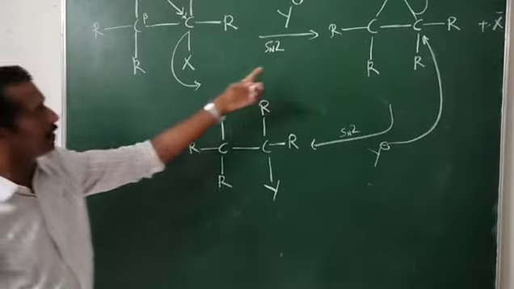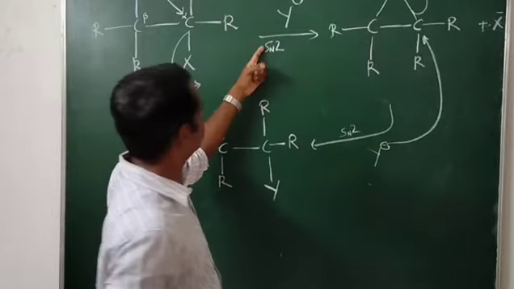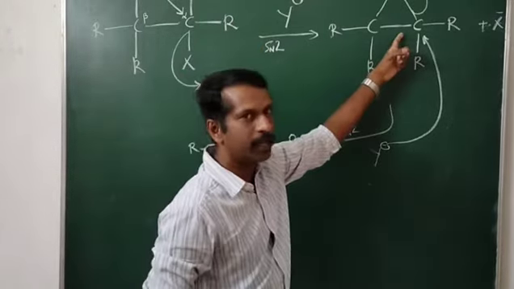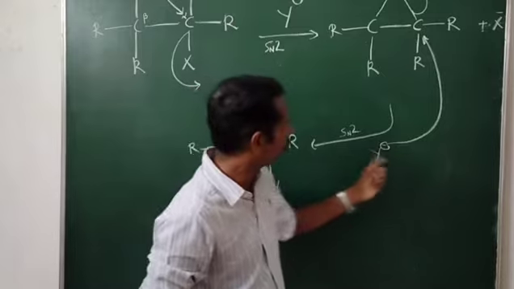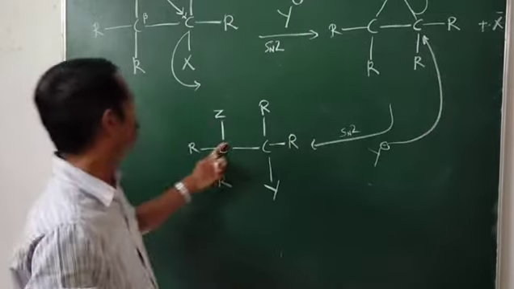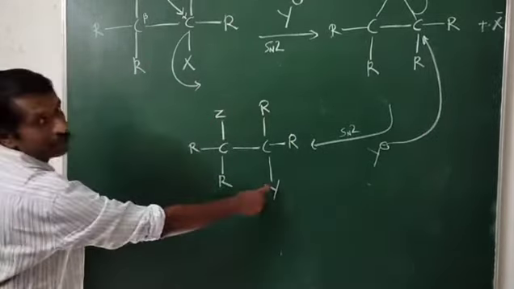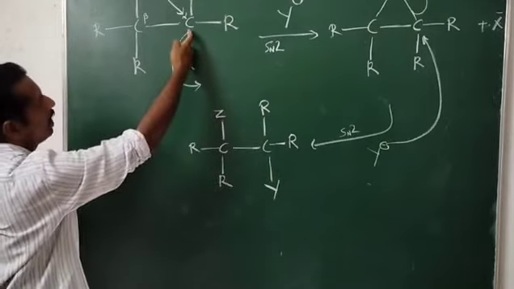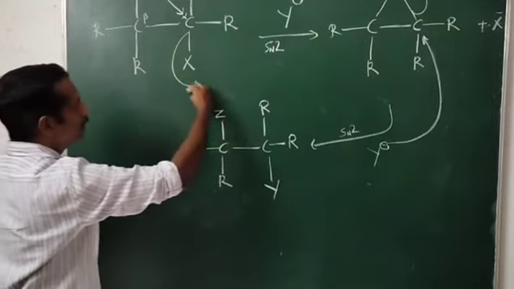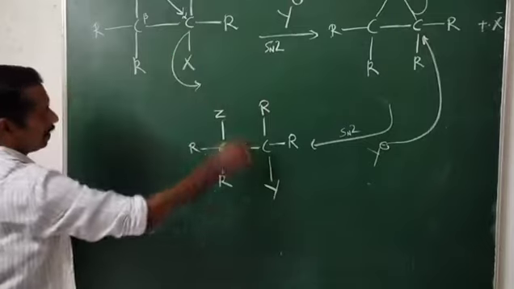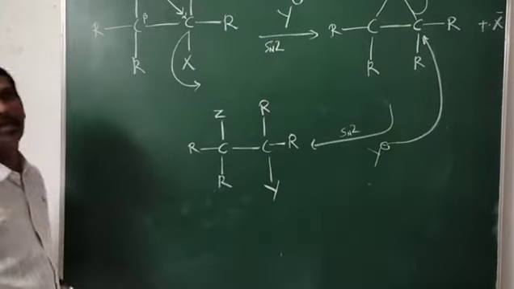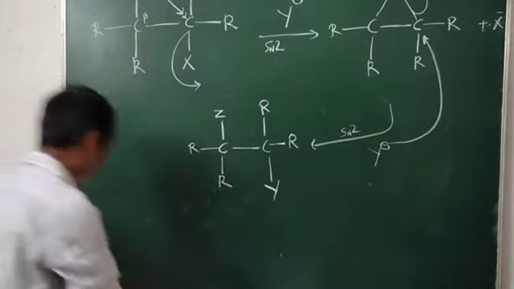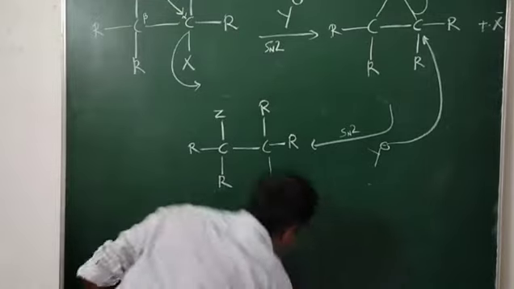So I think it is clear to you. Now, first step is SN2, so inversion of configuration. Second step is also SN2, again inversion. Which will result in the retention of configuration. So you can see that the position from which the leaving group is eliminated, the same position our nucleophile is attaching. This type of mechanism is known as neighboring group mechanism.